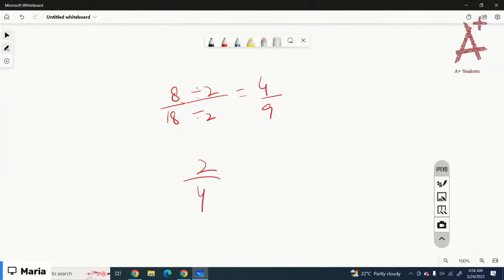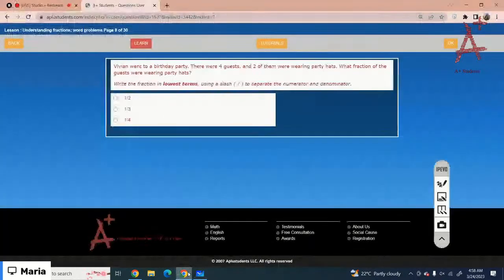You have to look for a common number that can divide both numerator and denominator, so you can divide them by 2. 2 times 1 is 2 and 2 times 2 is 4, so it would be 1 over 2. Got it? So the correct option is 1 over 2.